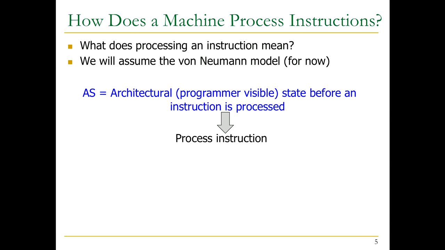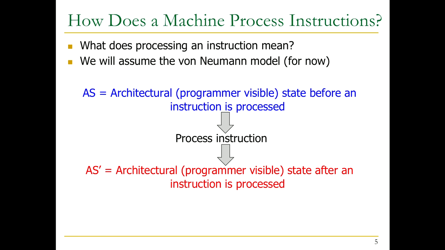Inputs are 2 registers, part of the architectural state before the instruction is processed. And the output is architectural state prime, the programmer visible state after that instruction is processed, which is the destination register and everything else, and the program counter. Don't forget the program counter. That's also part of the architectural state.